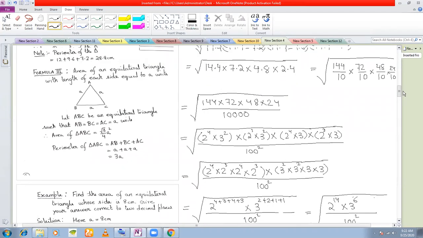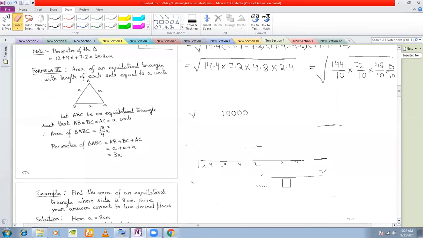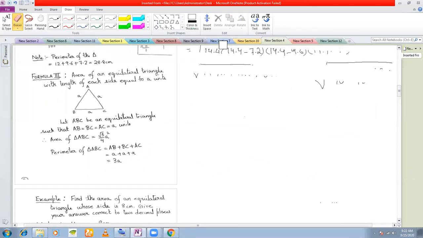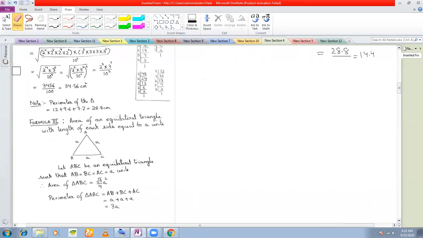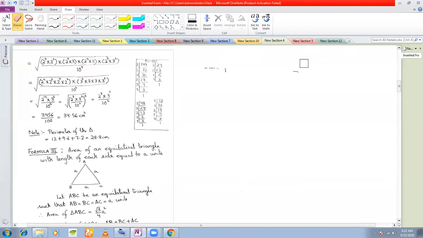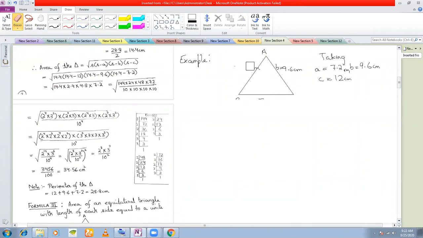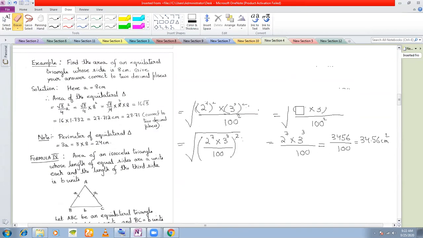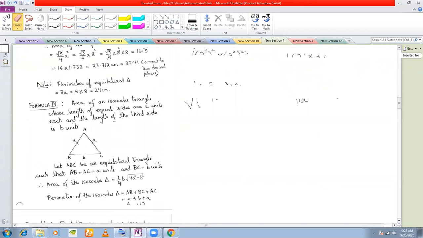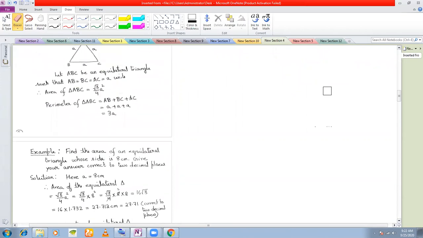So that is that. Next formula is that of the area of an equilateral triangle. How to find out the area of an equilateral triangle? If each side of the equilateral triangle is of length, say, a units, then the area of the equilateral triangle is root 3 by 4 into a square. Okay, remember this formula only works for equilateral triangles.